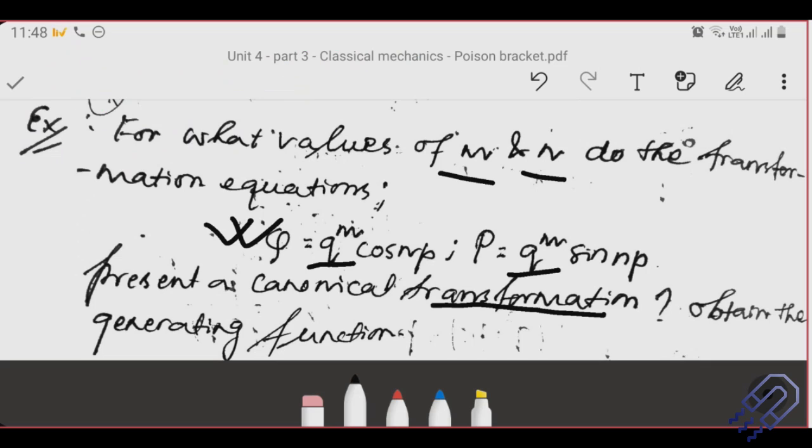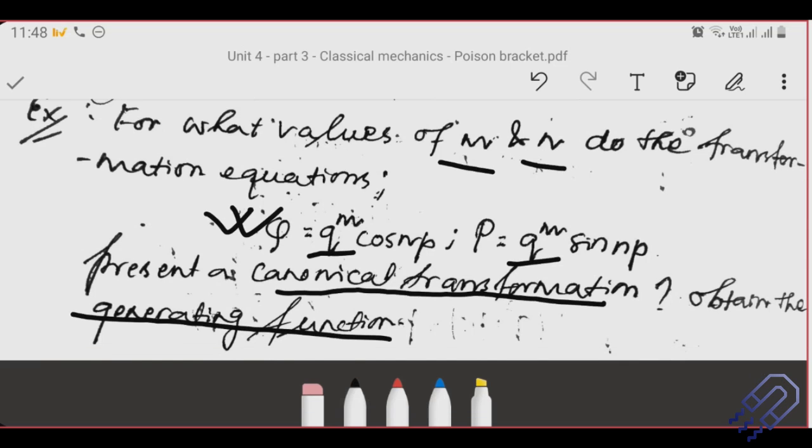So you can straight away equate it with 1 and then solve it and see what are the possible values of m and n for which you are getting the right hand side to be 1. Okay, and then of course they're asking to obtain the generating function. Okay? So any kind of transformation will have a generating function, from which you can actually obtain the transformation equation. Okay? So we are going to try to understand this now. Okay? So this is our next problem.